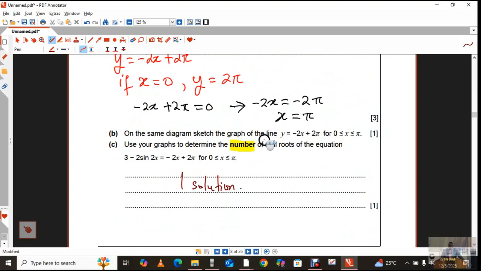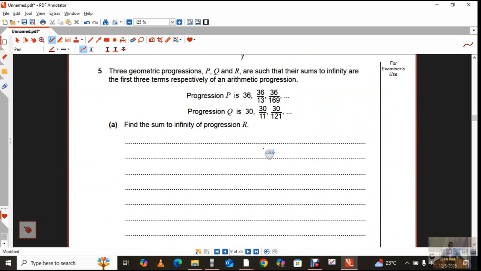Okay, so I think we are ready to go to the next question. The next question says 3 geometric progressions, P, Q and R, are given such that their sums to infinity are the first 3 terms respectively of an AP.